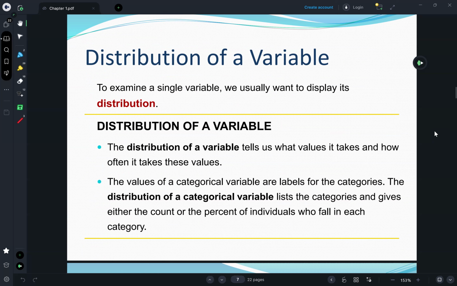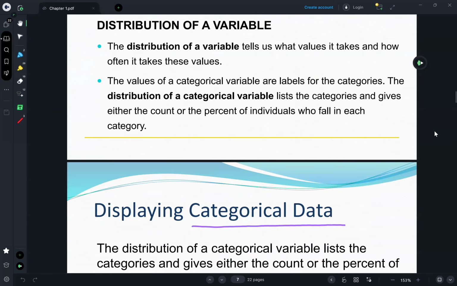When it's a quantitative variable, we can get the shape of the histogram. We can see if there's any outliers. We can see if it's skewed or is it symmetric, and so on.